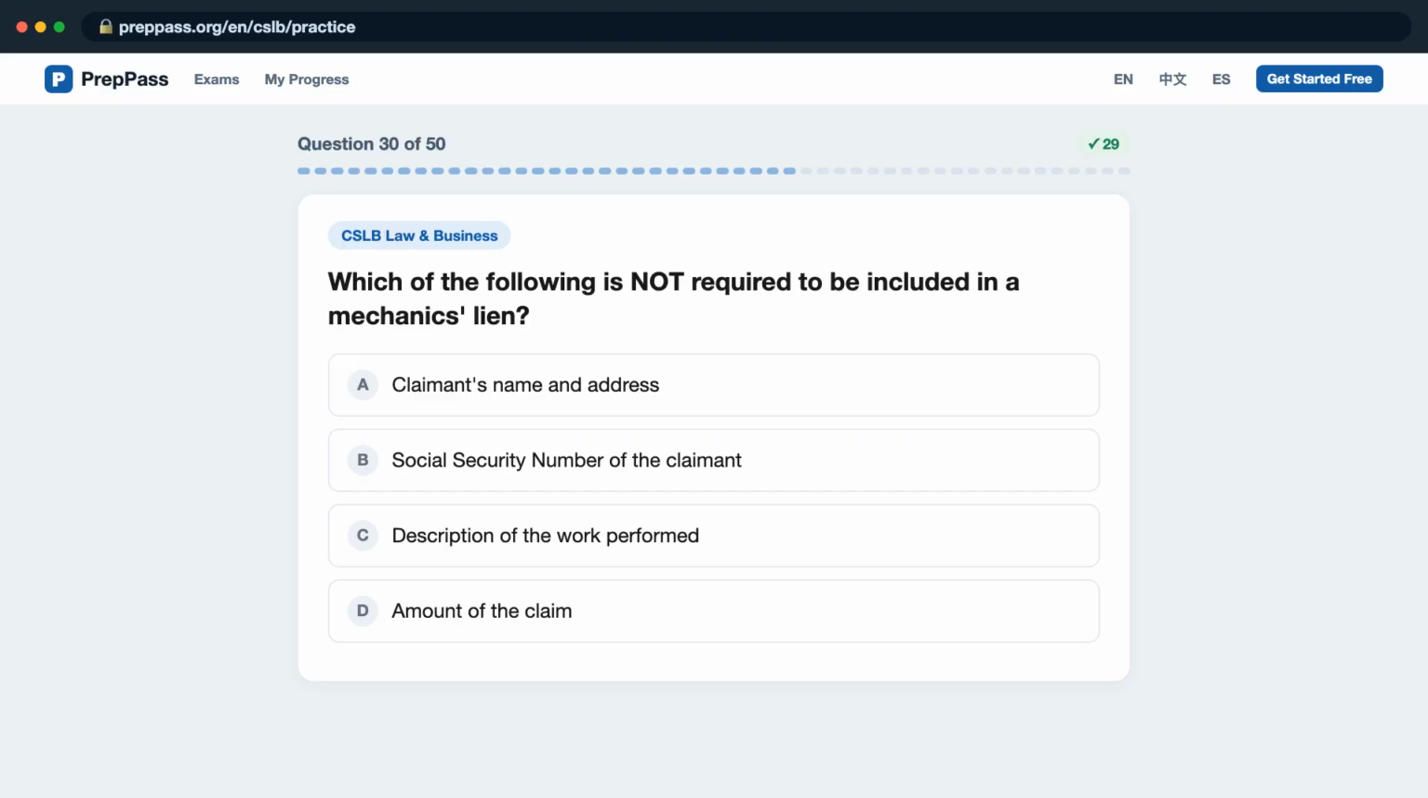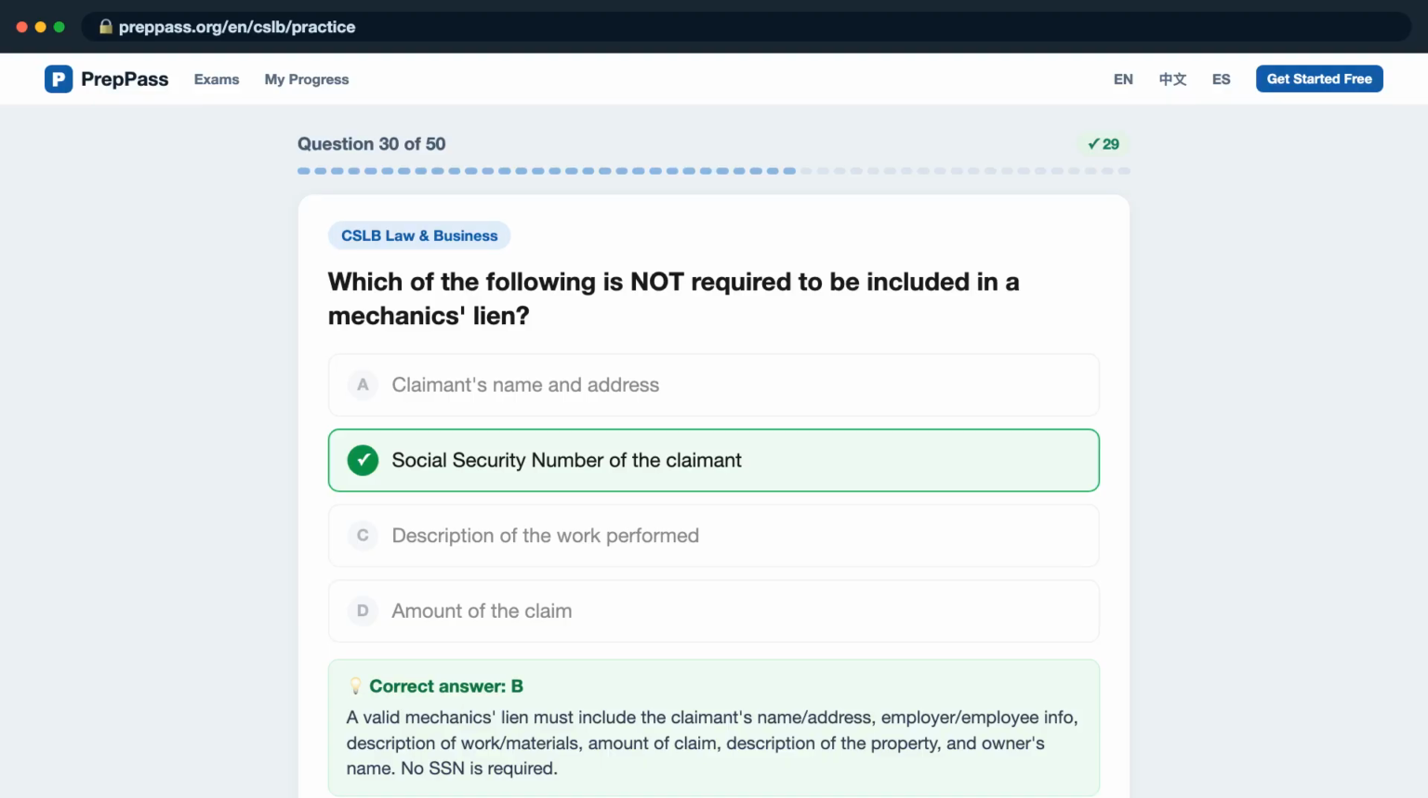Question 30. Which of the following is not required to be included in a mechanic's lien? Is it A. claimant's name and address? B. social security number of the claimant? C. description of the work performed? D. amount of the claim? The correct answer is B. A valid mechanic's lien must include the claimant's name/address, employer/employee info, description of work/materials, amount of claim, description of the property, and owner's name. No SSN is required.